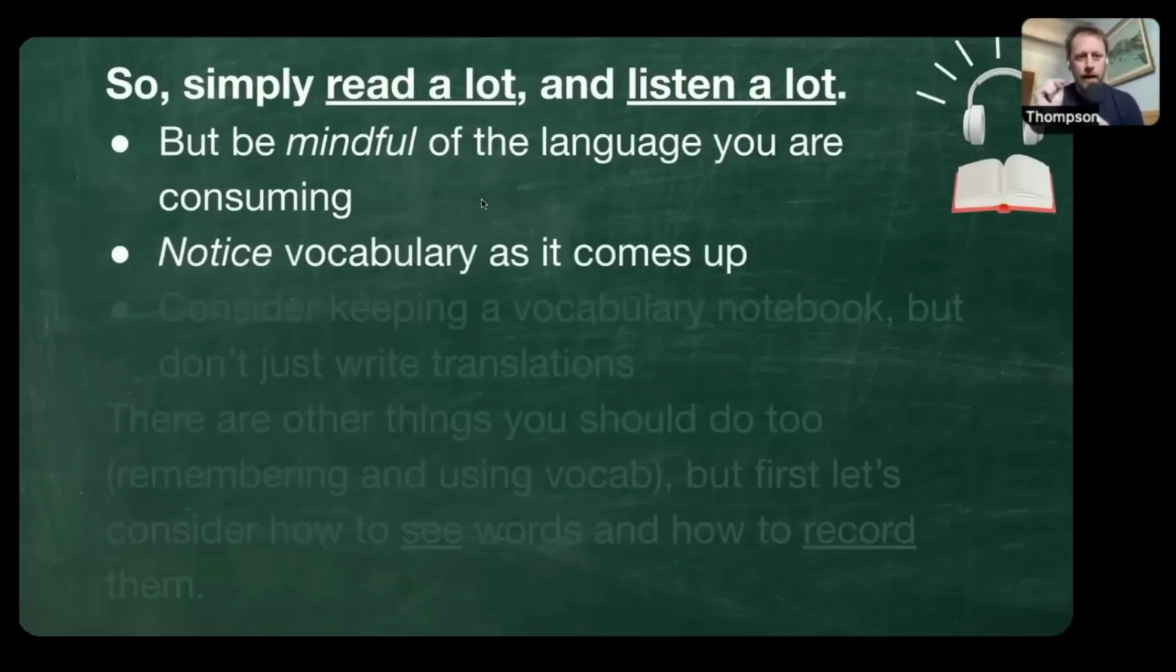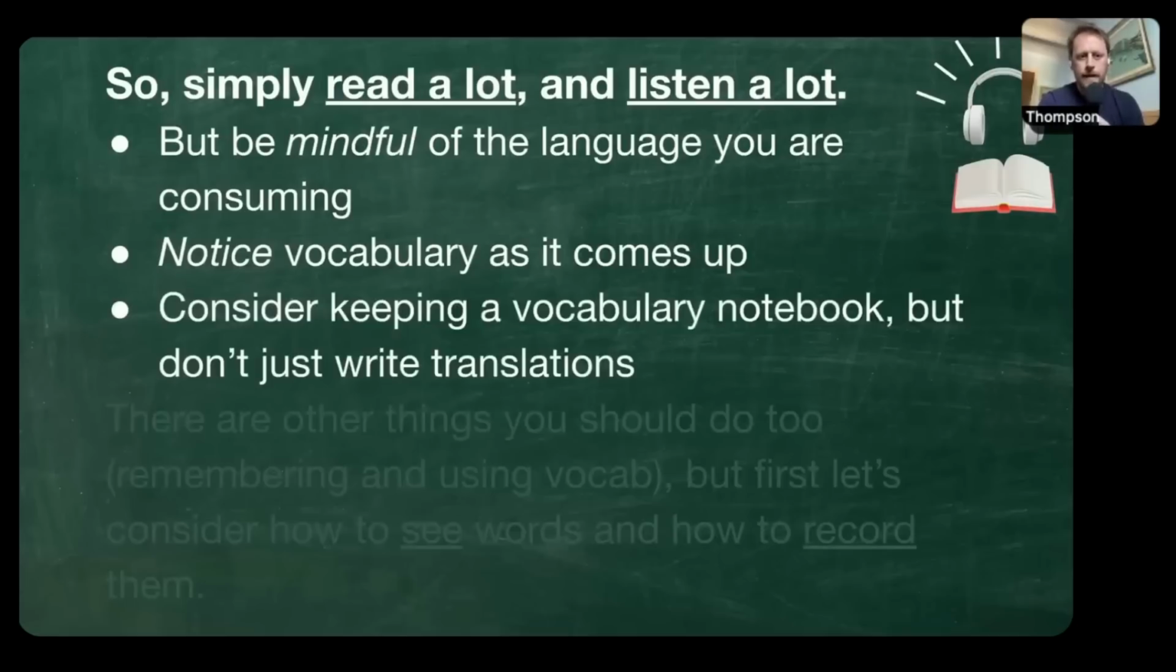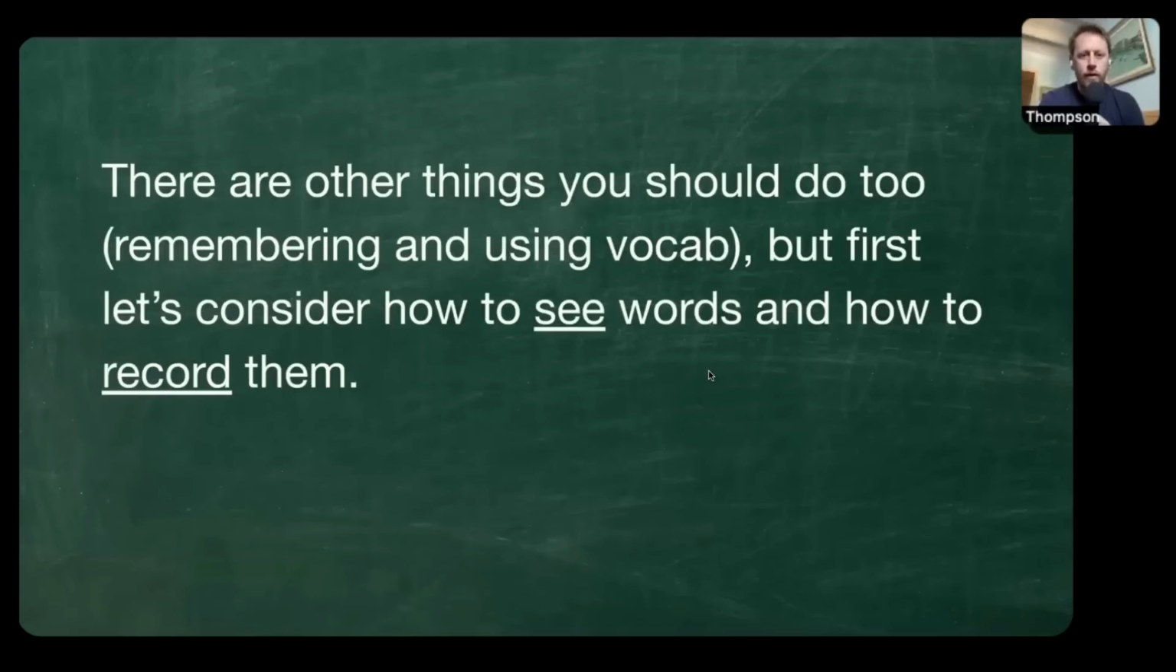So you have that little part of your brain which is going, look, there's an interesting expression. There's that word again. And look, I see it's always followed by this verb or in this sort of structure. Consider keeping a vocabulary notebook, but don't just write translations. There are other things you should do too, and we'll look at remembering and using vocabulary as well. But first, let's consider how to see words and how to record them.